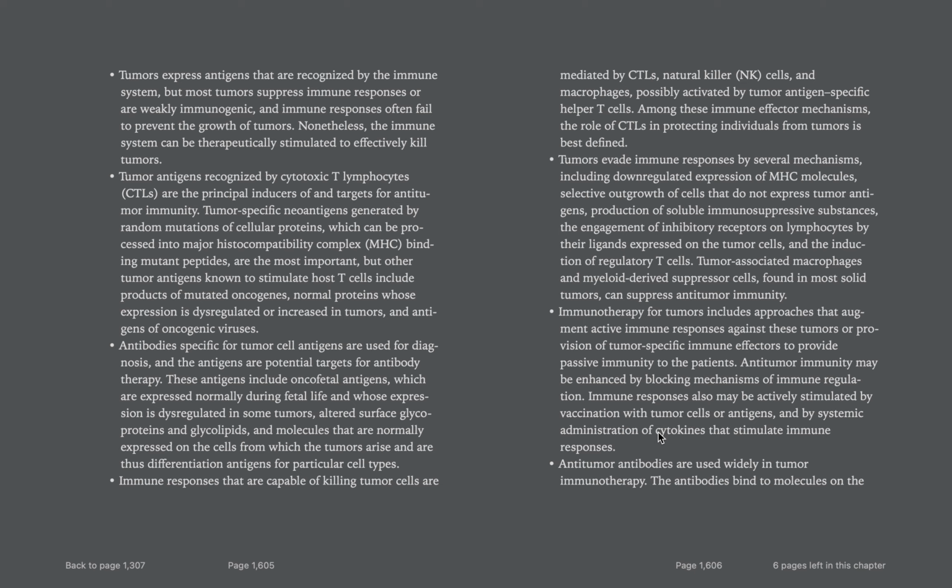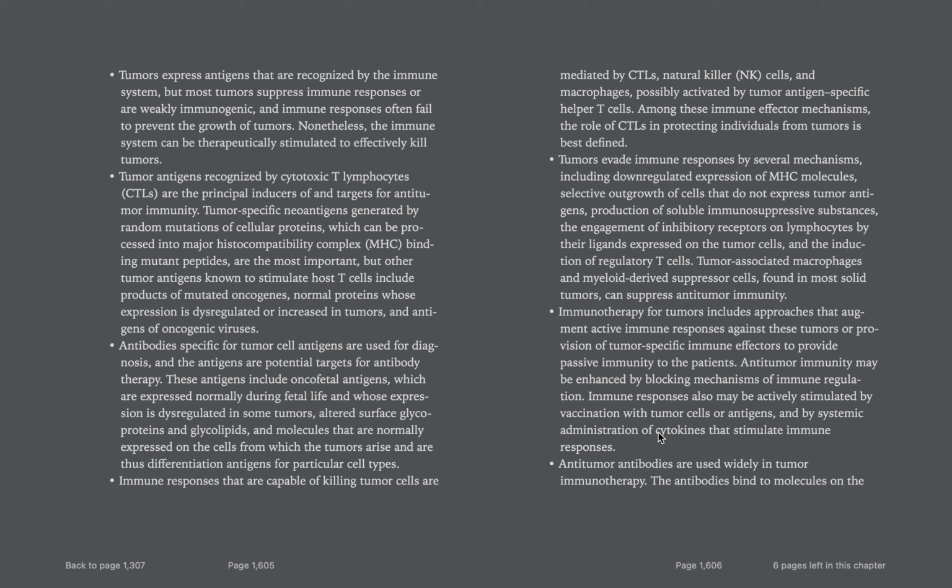Antibodies specific for tumor cell antigens are used for diagnosis, and the antigens are potential targets of antibody therapy. These antigens include oncofetal antigens, which are expressed normally during fetal life and whose expression is dysregulated in some tumors. Altered surface glycoproteins and glycolipids, and molecules normally expressed on cells from which the tumor arises, are thus differentiation antigens for particular cell types.